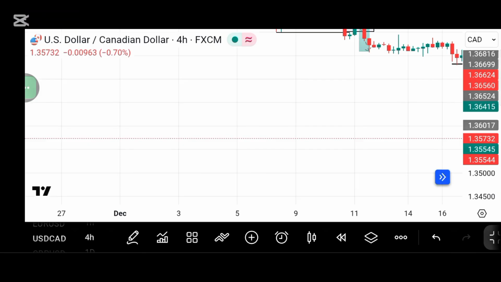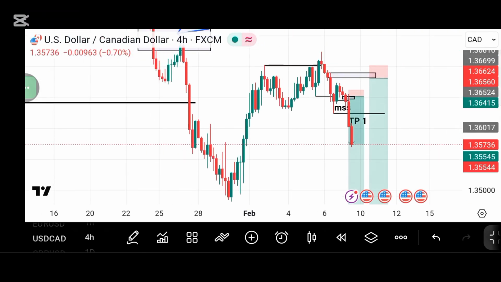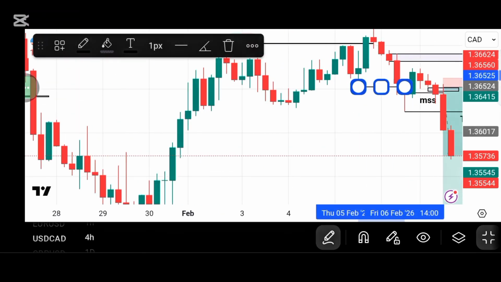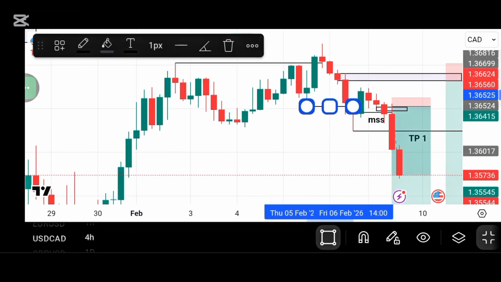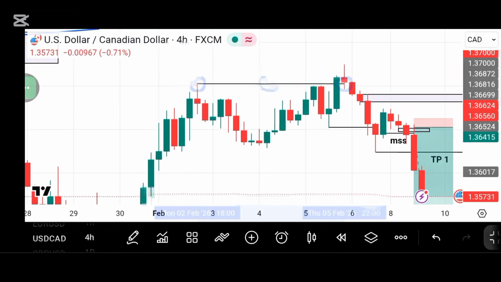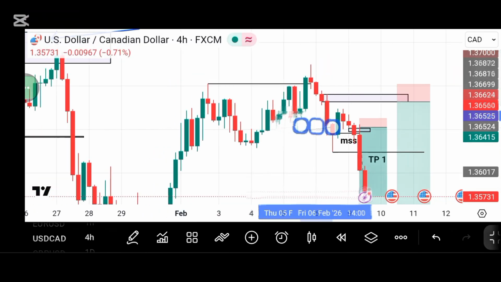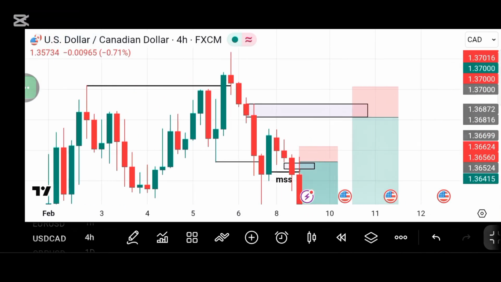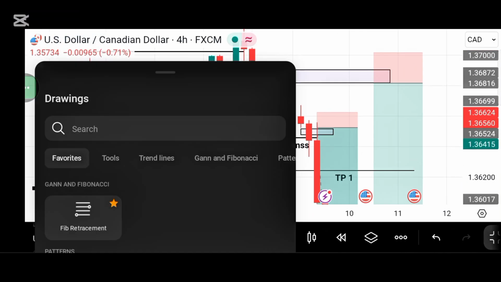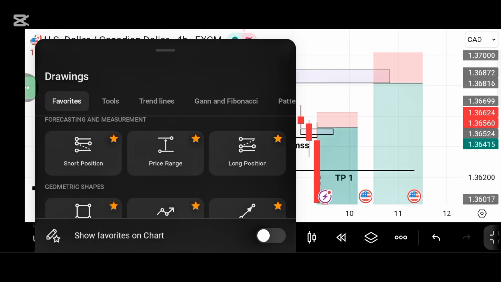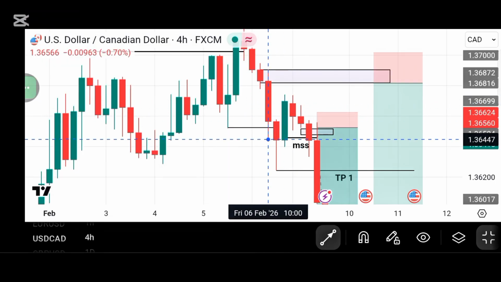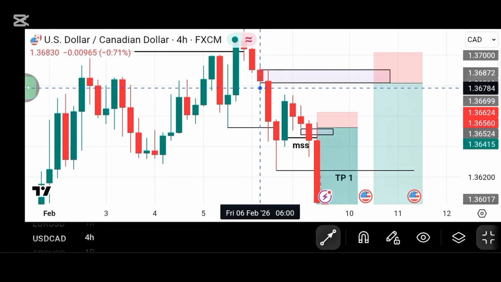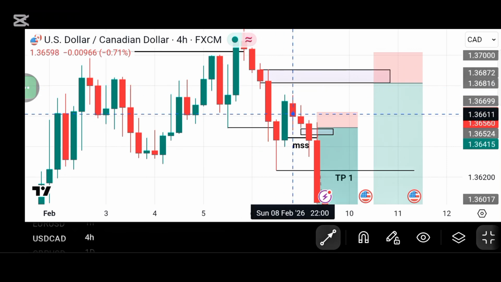I had this internal break of structure here on the 4-hour time frame. This was the first, or you can call it market structure shift, after the sweep of this liquidity here. I have this first one to be a market structure shift. Then this was a retracement here, guys, around here, filling up this 4-hour FVG. This box is the FVG.